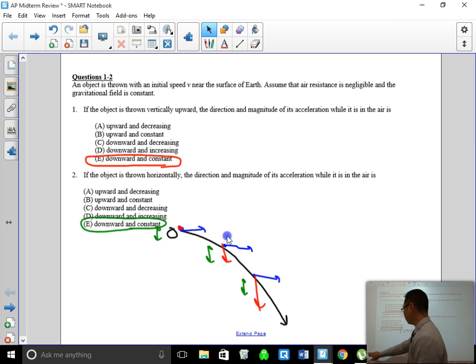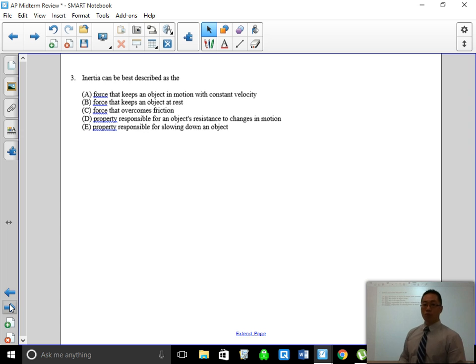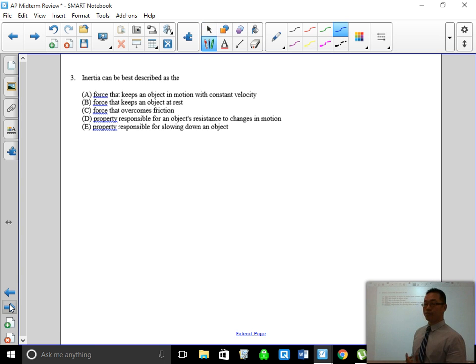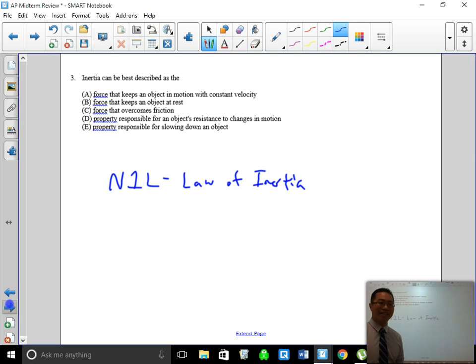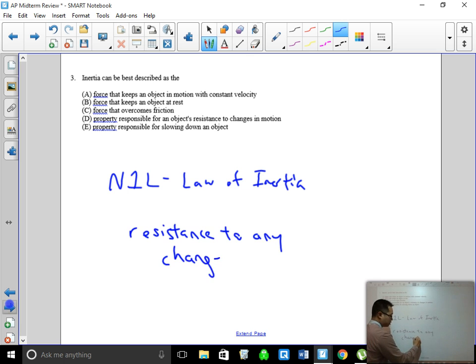For the next question, what is inertia? Don't confuse inertia with force. Inertia is part of Newton's laws, where Newton's first law is the law of inertia. But that's with the understanding that inertia is defined as a resistance to any change in motion.